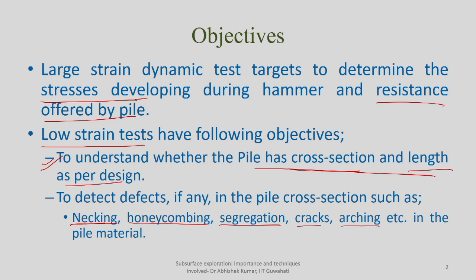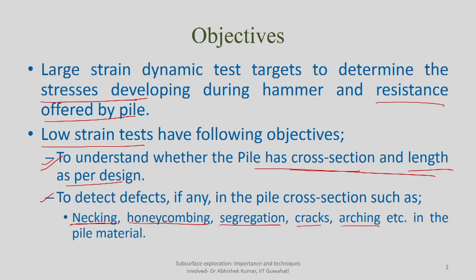This we do generally when you are casting the concrete for the particular pile, but it may be possible that even after taking so much care, any of these kinds of defects, or a combination of these, or each of these at different depths, have actually taken place after the pile is cast in situ. So in order to understand if the cast pile at any cross section or at any length has been witnessing any kind of defects like necking, honeycombing, segregation, cracks, arching.